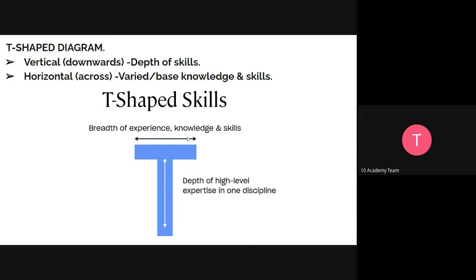This is what I mean by saying T-shaped. It's actually the letter T. The horizontal line represents the base knowledge, the skills that you have. And then we have the one that is going downwards. That is the vertical. It is the skills that you are more of an expert in. So it's very simple. This exercise is very simple.